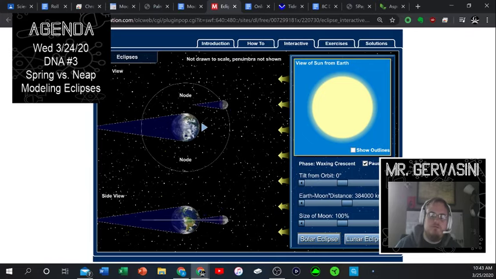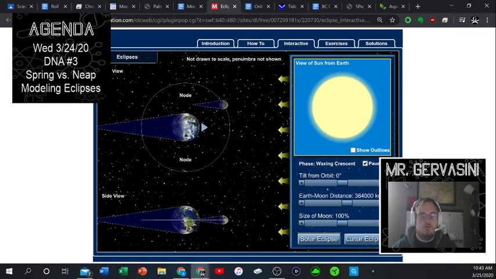There are three variables to use. There's tilt of the moon's orbit. There is the Earth-Moon distance, so you can make the moon go out further in its orbit, or you can make it come in closer to the Earth. All right, and then you can change the size of the moon. You can make it bigger, you can make it smaller.